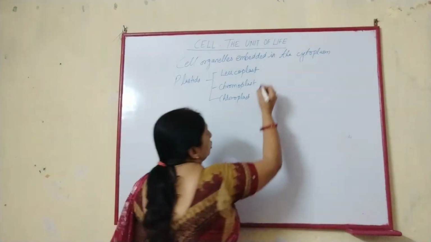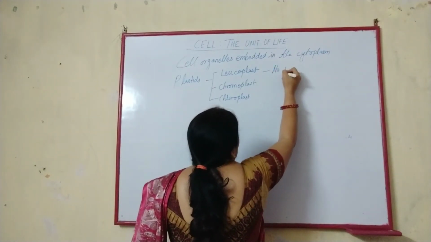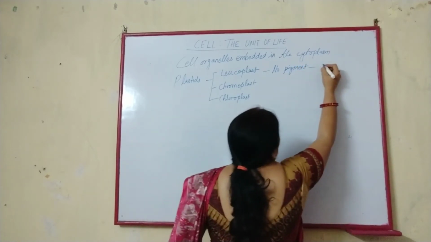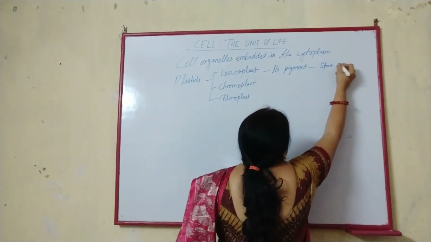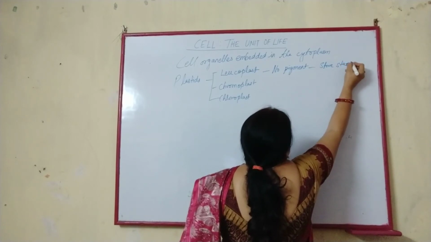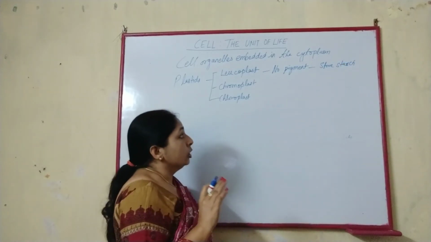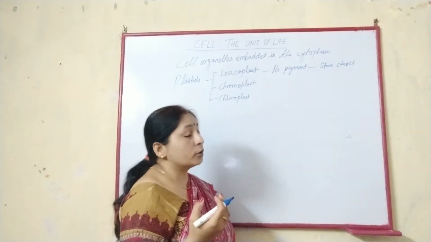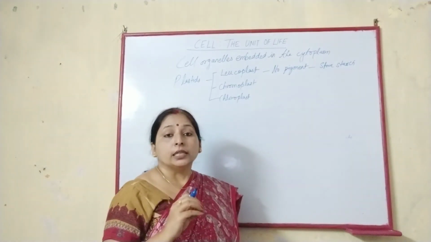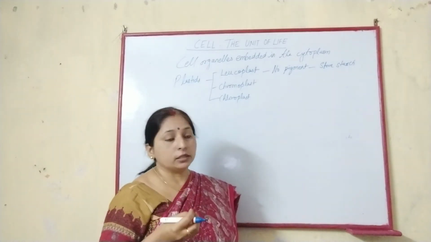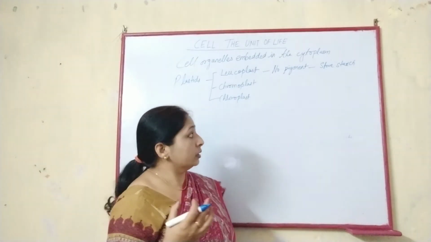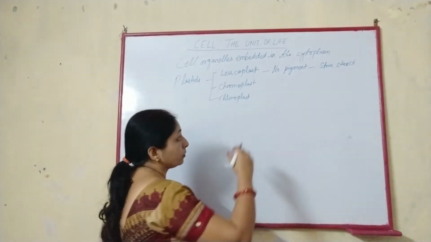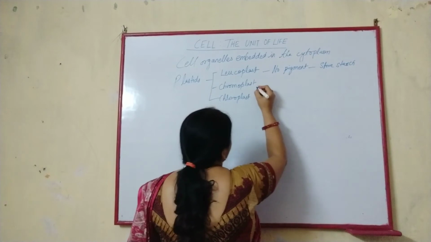Leucoplast contains no pigment and is responsible for storing starch. No pigment is present in these cells. They are responsible for the storage of starch. These leucoplasts are more abundant in potato cells for the storage of starch.